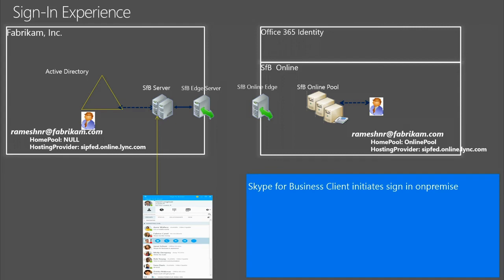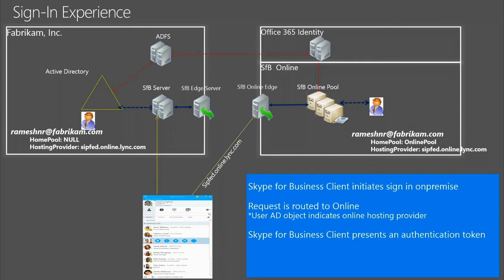Ramesh tries to sign in. He's going to try to connect to the on-premise environment. The request is rerouted to online. The on-premise environment knows that Ramesh is hosted in a different environment. It has a hosting provider on the user, and the client gets redirected. There's the user authentication flow between online, the Office 365 identity, and ADFS that will make the client get a valid token that can be consumed by online. And then Ramesh is able to sign in eventually. So it's a pretty complicated dance that happens post the move, but the key ingredient here is that information on the user object telling the system about the user being online.